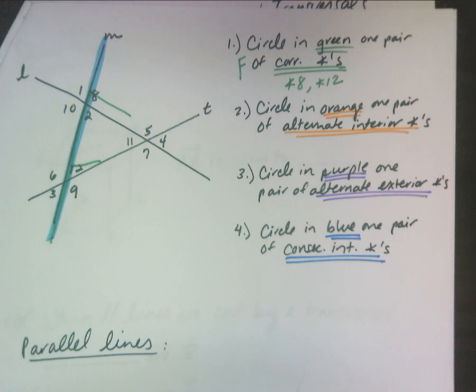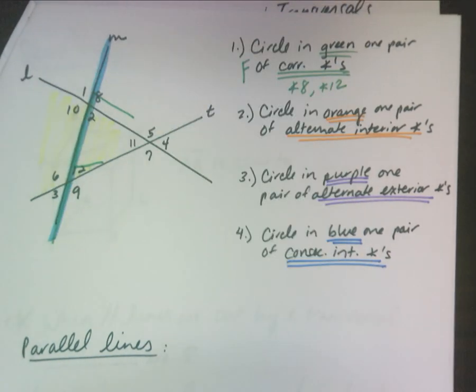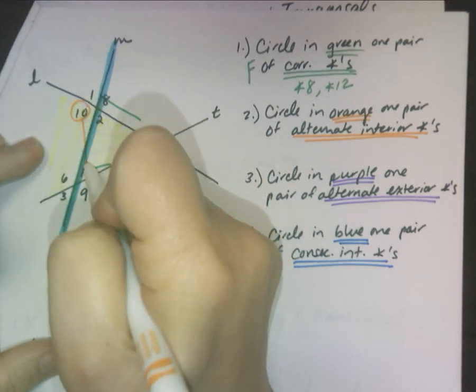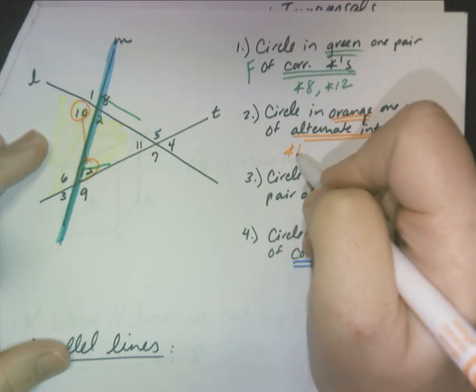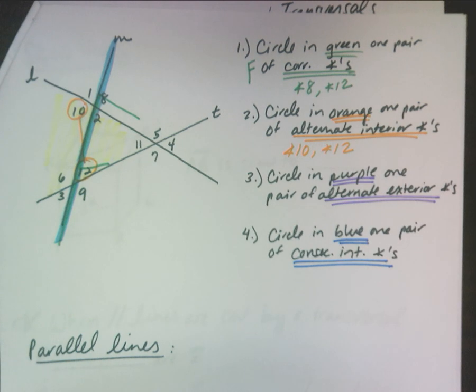Circle in orange one pair of alternating interiors, on the inside, across the transversal, shaded on the inside. So again, if this is my transversal, all of my interiors would be between them. And I want to alternate on the inside. So 10 would alternate with 12. And then obviously there's another pair. And you write that down.